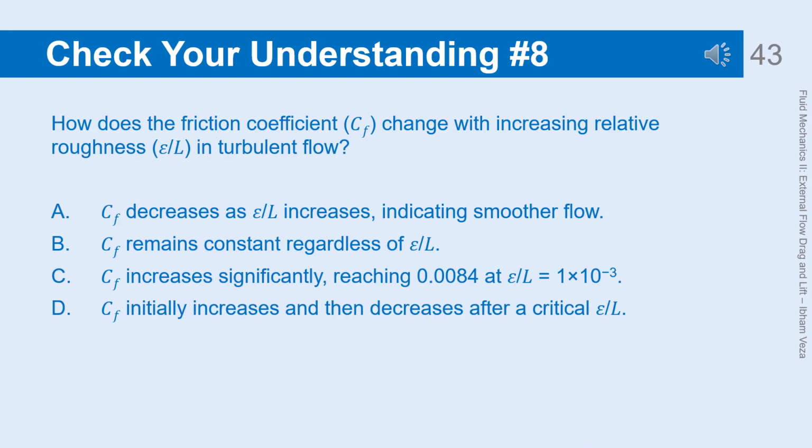Check your understanding. 8. This question reinforces that in turbulent flow, increasing relative roughness increases the friction coefficient. At certain values, the friction coefficient can reach about 0.0084. This shows how sensitive friction drag is to surface condition. This concept is very relevant for pipes, ship hulls, and aircraft wings. This understanding is important for controlling energy losses.